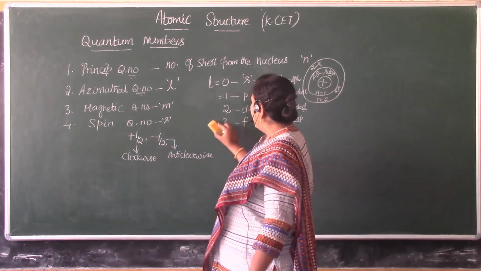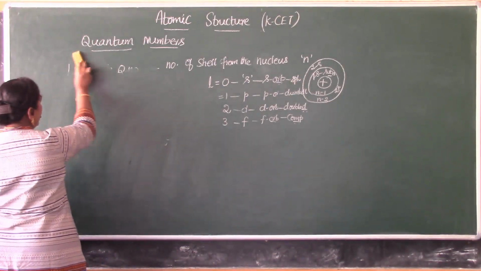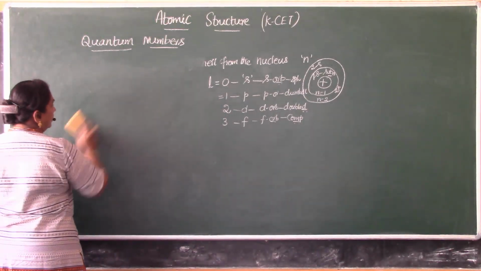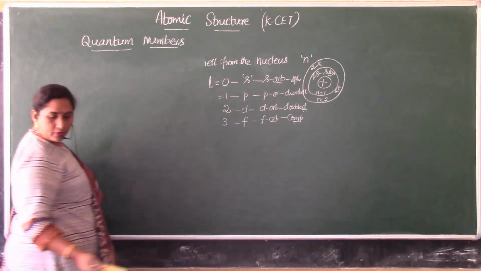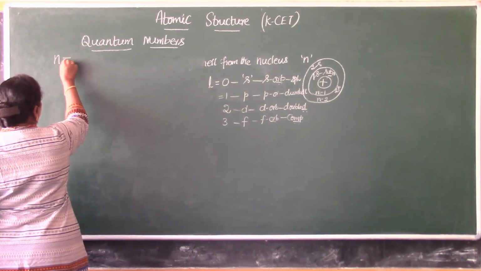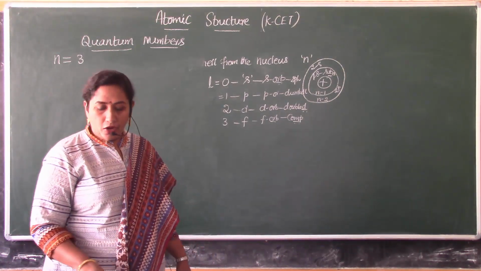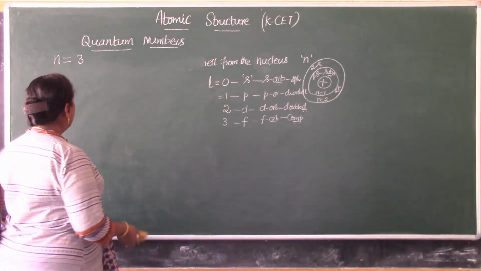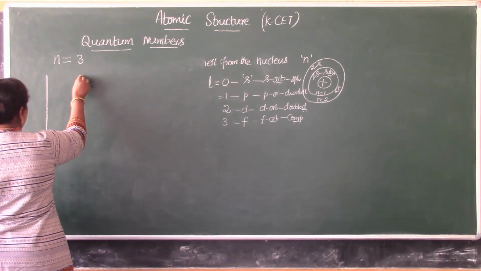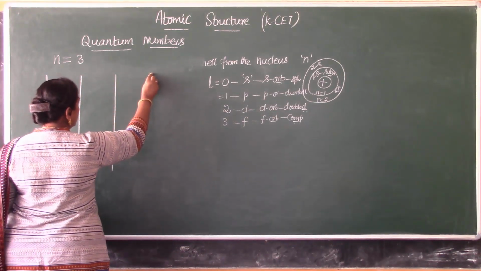Now I'll write a table to make this concept perfect for you. Later on we are going to take up exercises on this so that the concept becomes clear. Okay, so now let us say we are given the value of n as n is equal to 3. Now we need to find out the remaining values of the quantum numbers when the value of n is equal to 3. So let me just write the columns to write all the 4 quantum numbers.